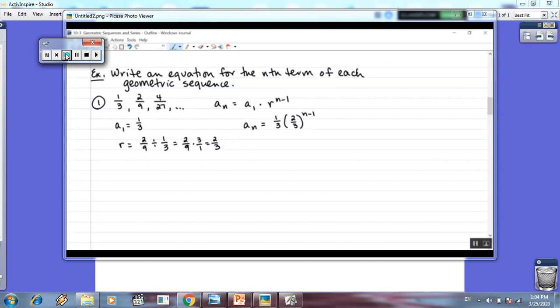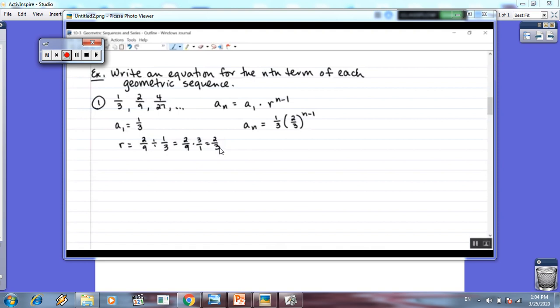Take any two consecutive terms and divide them by each other, like 2 over 9 divided by 1 over 3, or 4 over 27 divided by 2 over 9. If you make division for any two consecutive numbers, it will give you the same number. Then if you divide 2 over 9 by 1 over 3, you will find R is equal to 2 over 3. Also, if you make 4 over 27 divided by 2 over 9, it will give you also 2 over 3.